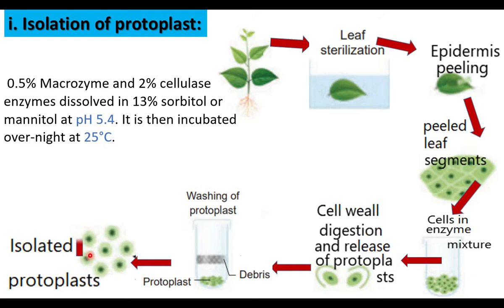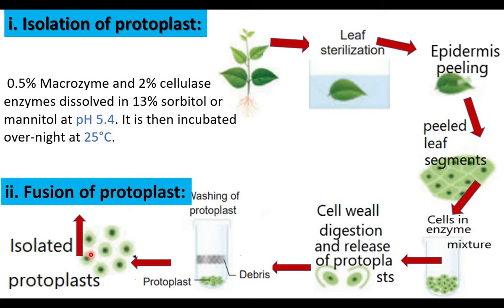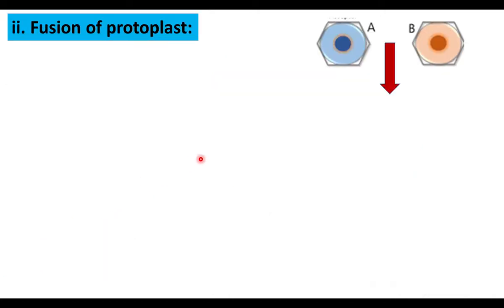The second stage is fusion of protoplast. Under the heading fusion of protoplast, let us discuss how the somatic hybrids are produced. For the production of somatic hybrid cells, protoplasts are isolated from the cells of two different species. This is species A, this is B. Here protoplasts are isolated. Now there is no cell wall. The next stage is fusion. Fusion is helped by or induced by chemicals.